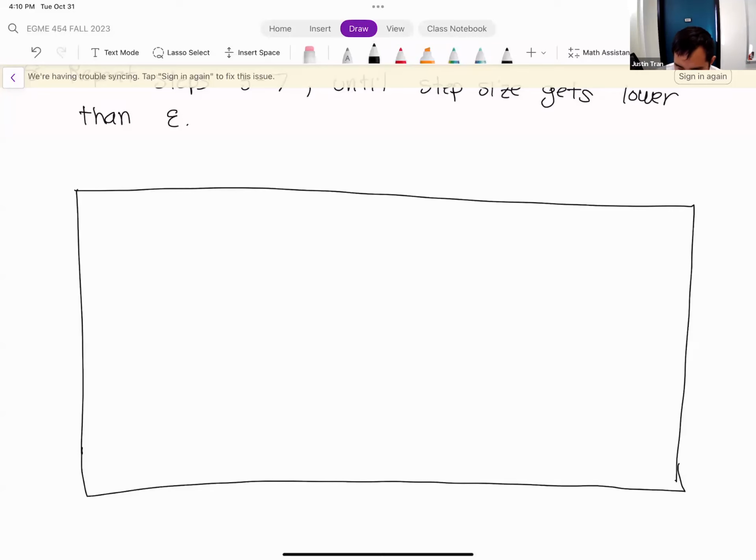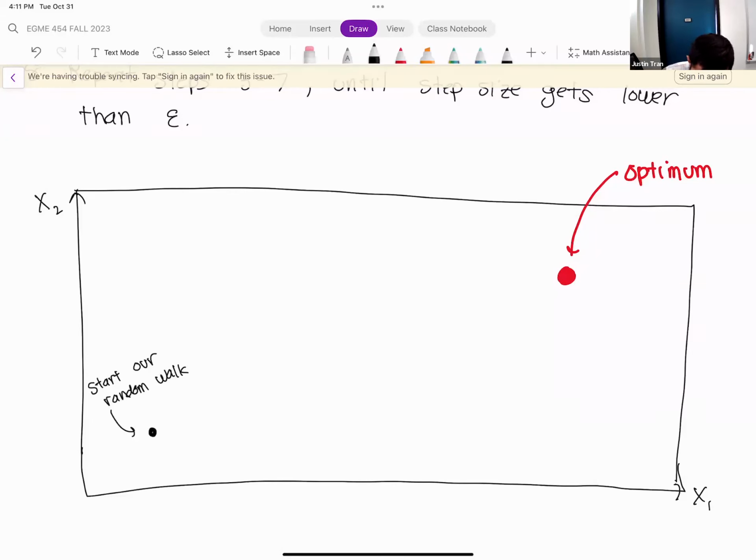And so let's say that our optimum is somewhere over here. The horizontal axis here is going to be the value of our first design variable x1, and the vertical axis here is the value of our second design variable x2. So let's say that we start our random walk from right here. And eventually we want to be able to move to where the optimum is.